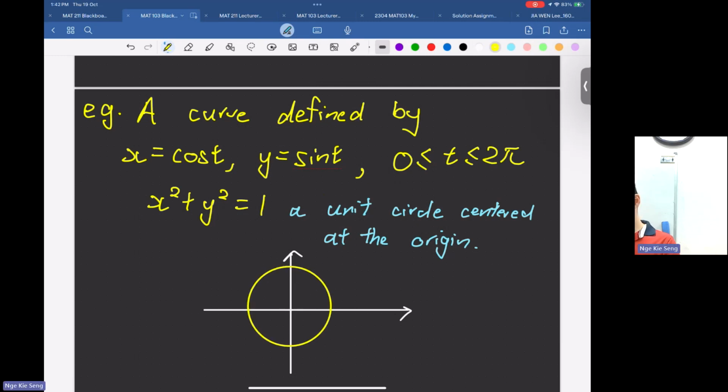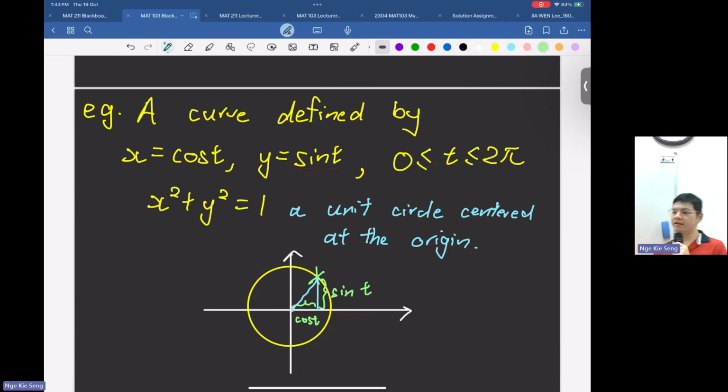So what are cos t and sin t here? For example, if you look at this point, the x coordinate will be cos t, and the y coordinate, let me use another color, is sin t.